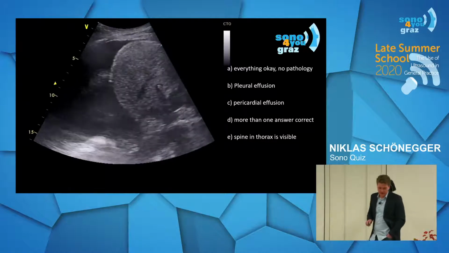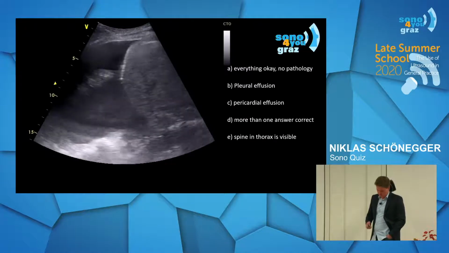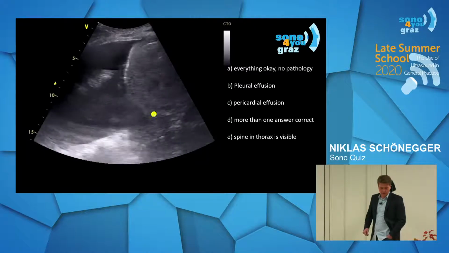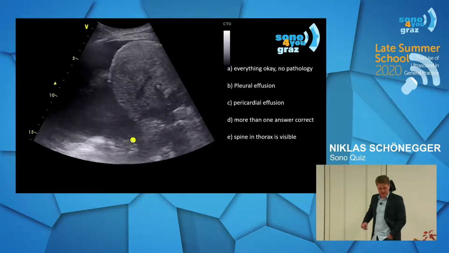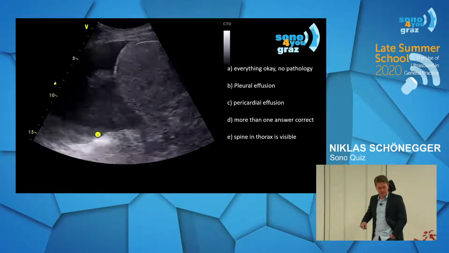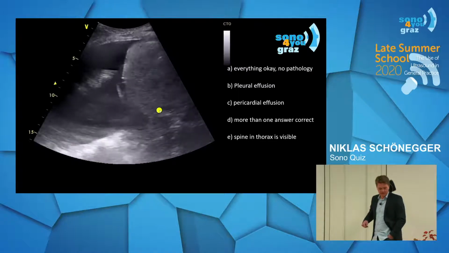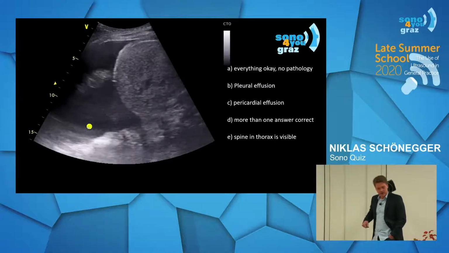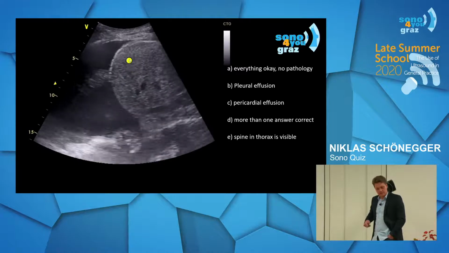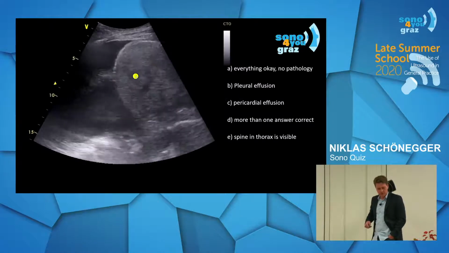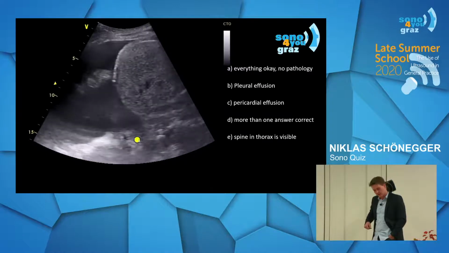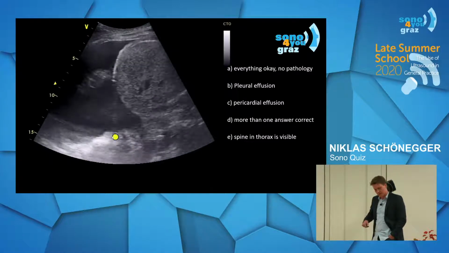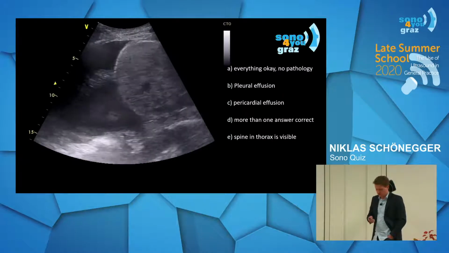So let's check again. You see here the liver. This is a pleural effusion. And also you see down here, this bright line is the spine, which you can see inside the thorax. So the correct answer is D. This is also called the spine sign. This might be helpful in small pleural effusions, where you do not see this large amount of fluid, only some spine inside here. This might be helpful.